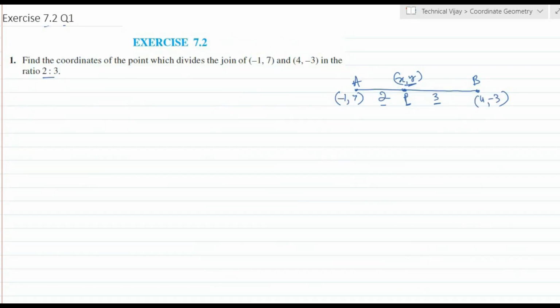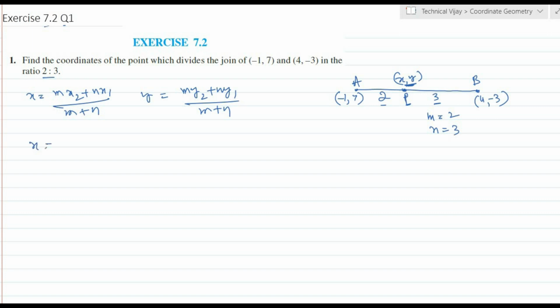So now come to this problem. Here we know that M is equal to 2, N is equal to 3. In this way we can write the section formula: the X coordinate is equal to (M into X2 plus N into X1) whole divided by (M plus N), and the Y coordinate is equal to (M into Y2 plus N into Y1) divided by (M plus N). So here X and Y coordinates we have to find out.